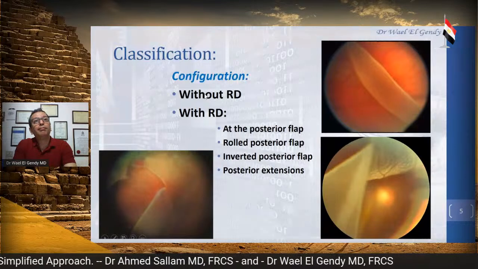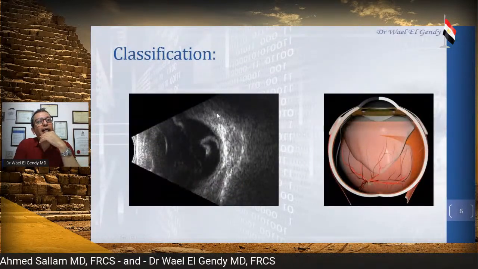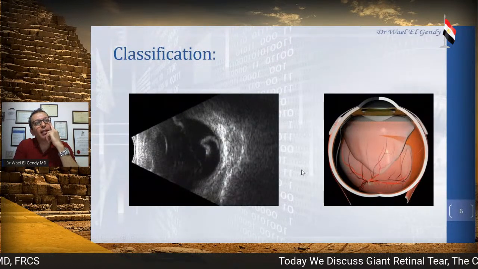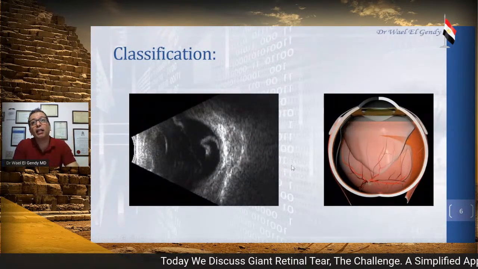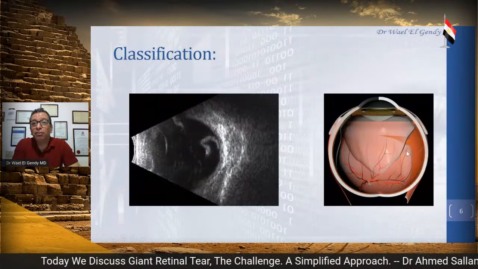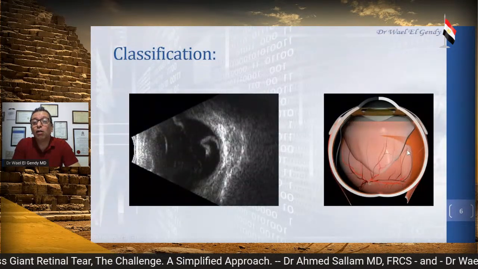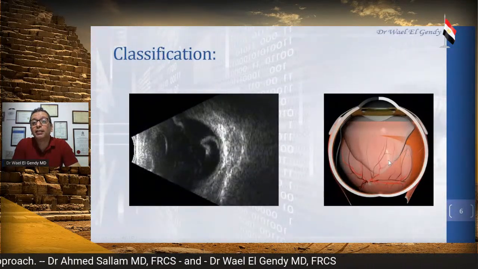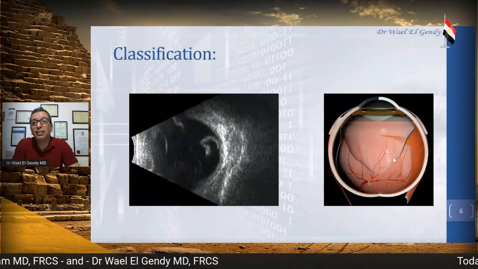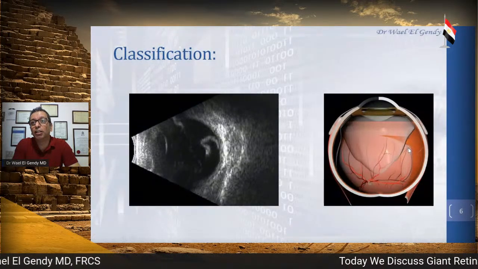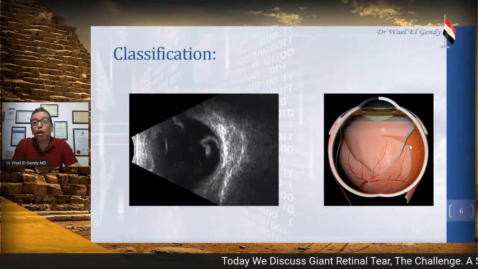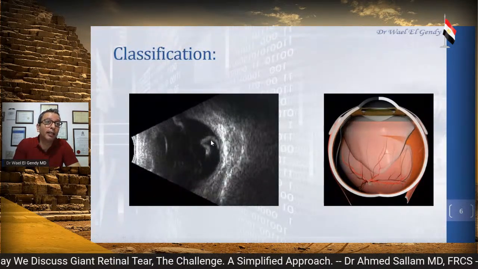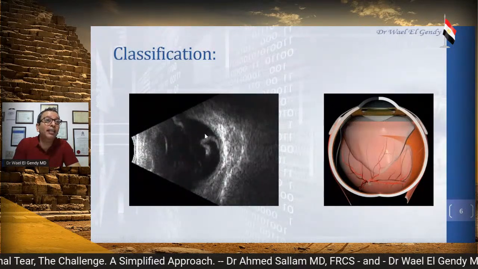I would like to point out in these photos the fact that a lot of people think that all giant retinal tears look like this graphic picture, where the vitreous is in the middle, and then we have an RD with a large detachment. When it's actually, this B-scan shows that you can have vitreous behind the retina.